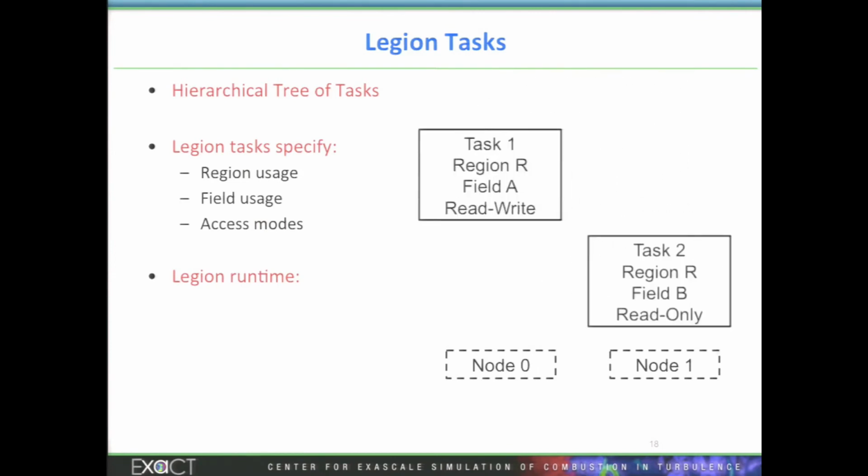Now if task 1 needs to operate with field B, then Legion realizes that there is a dependence between the two tasks, and it would automatically schedule task 1 sequentially before it executes task 2 on node 1, and it would automatically copy the information from field B to task 2 before it executes on node 1.